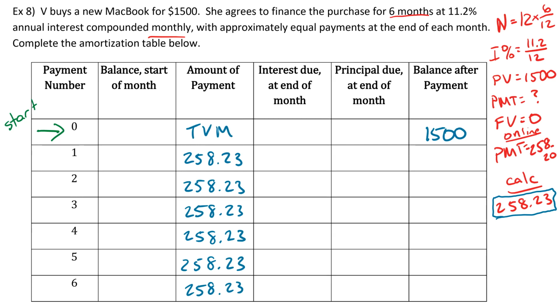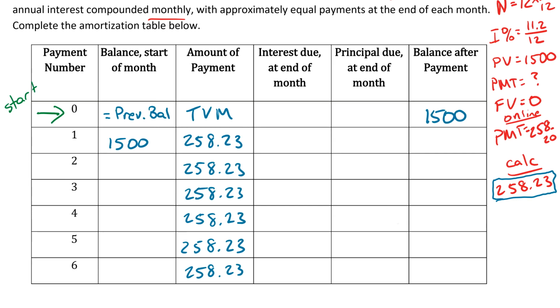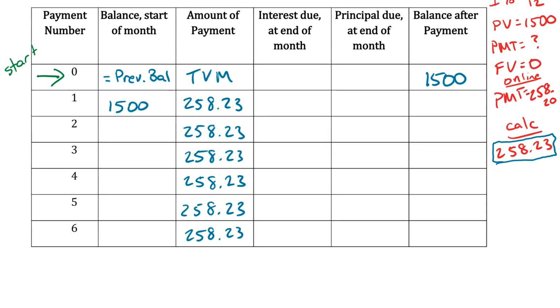All right, let's look at the other columns. If we go into the first payment, our balance would still be 1500, so that's going to equal the previous balance. Now the interest due. So let's talk about the interest.